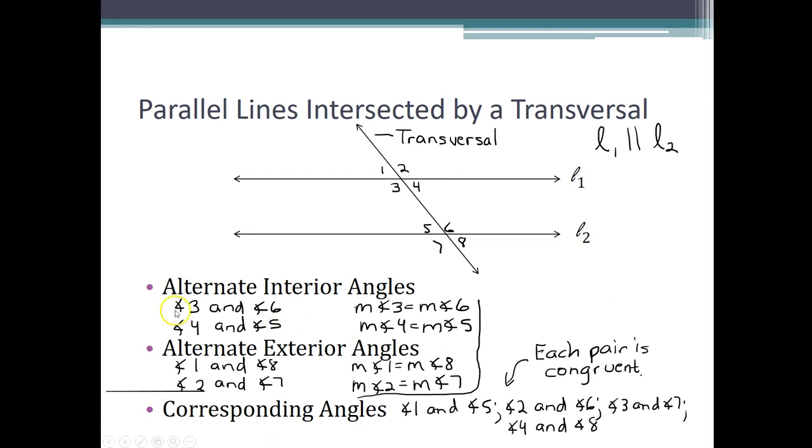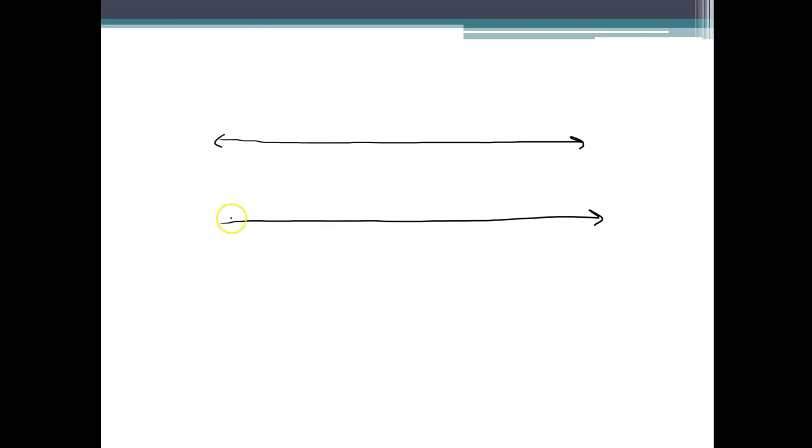So alternate interior angles, those pairs are congruent. Alternate exterior angles, those pairs are congruent. Corresponding angles, those pairs are congruent. All right, let's look at a problem where you have to deal with parallel lines and a transversal and try to figure out missing information. You have an angle here that's 130 degrees, and it's our job to fill out the rest of the angle measures.